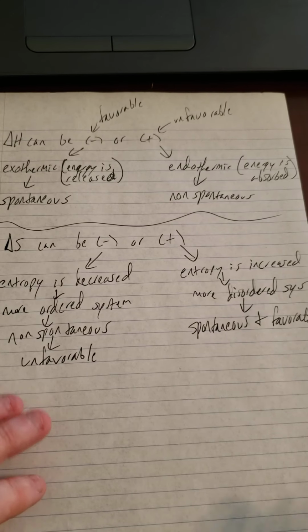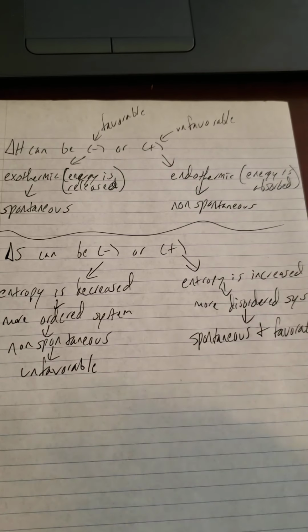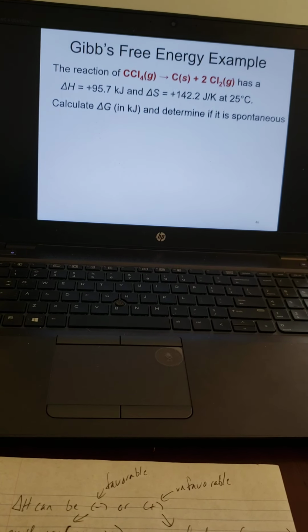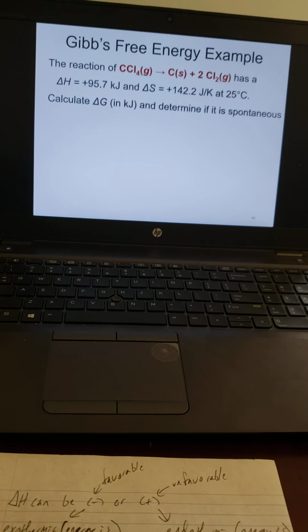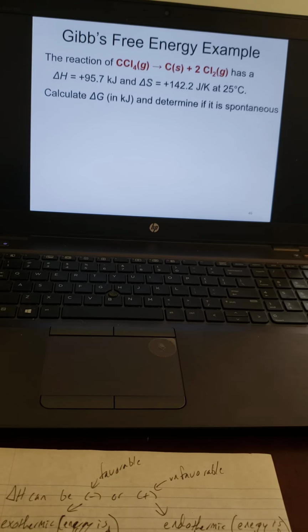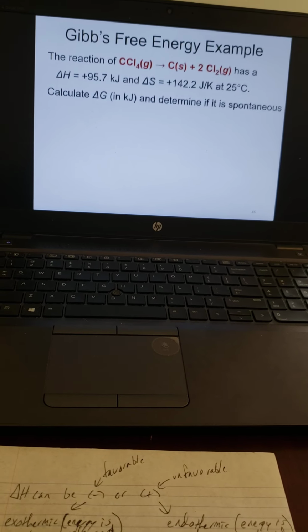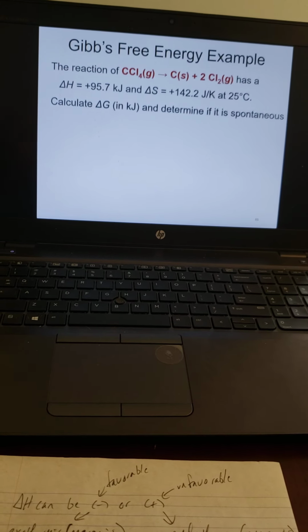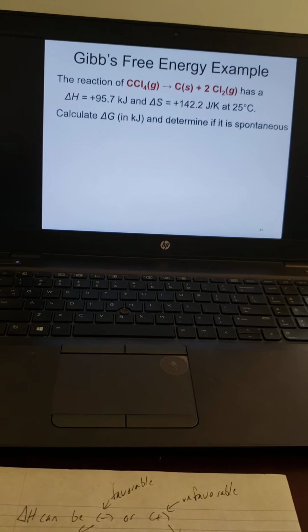All right, so what's favorable then? A negative delta H and a positive delta S. That is favorable. All right, so let's look at what we got here in this question. That delta H is positive. That's not favorable. That says it's going to be non-spontaneous. But the delta S is positive, which says it is going to be spontaneous. Whenever you're getting two different stories, that's when the temperature matters. Whenever you're getting two different stories, that's when the temperature can change the spontaneity.